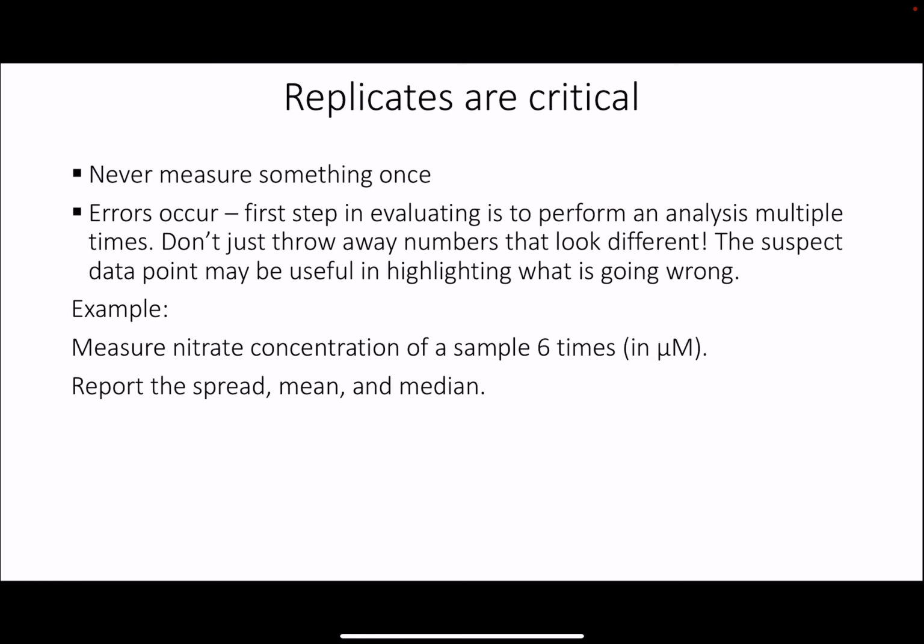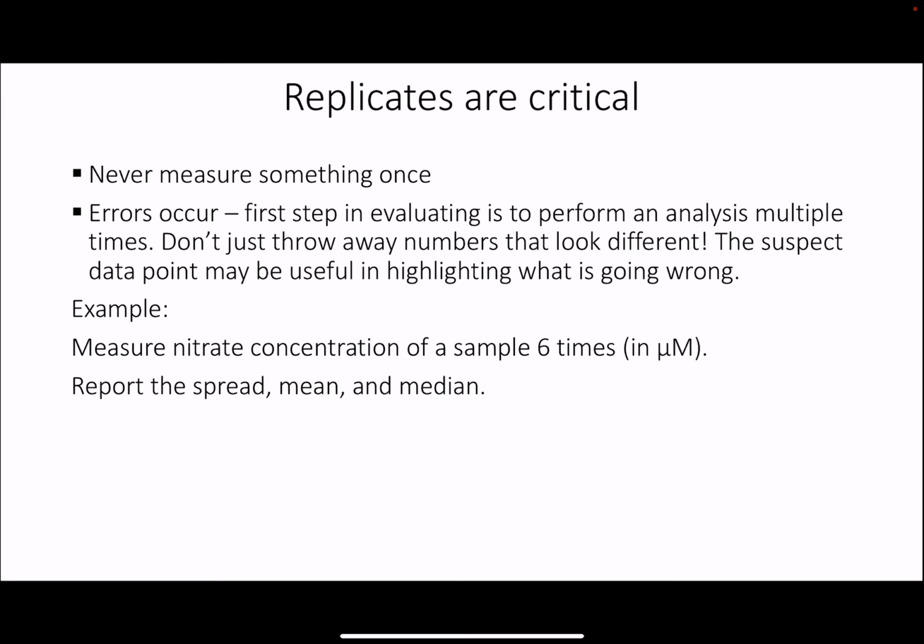One of the ways that really helps you with this is measuring replicates. You never, ever, ever measure something once in the lab or collect one sample. So errors will occur. The first step in evaluating an error is to do the analysis multiple times, and you can't just throw away numbers that look different. That particularly suspect data point, the one that's different than the others, might be really useful in helping you figure out what's going wrong so that you don't waste your time by doing the wrong thing over and over.